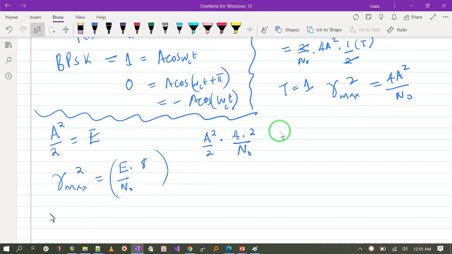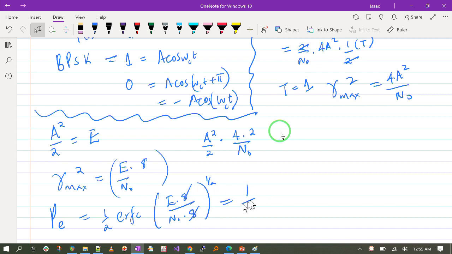So our final expression for probability of error is found to be 1 over 2 of the complementary error function of the root of E times 8 over n naught times 8, and the factors of 8 cancel out. We find that the final probability of error for BPSK will be half erfc of the root of E over n naught. And this is a figure that we have already made before, and this is the value that we are able to get for the probability of error for BPSK.